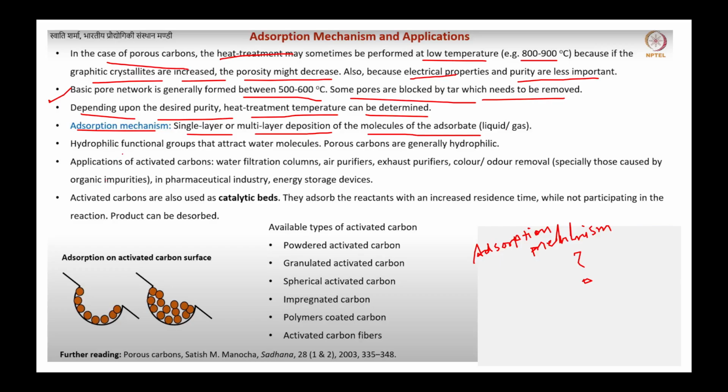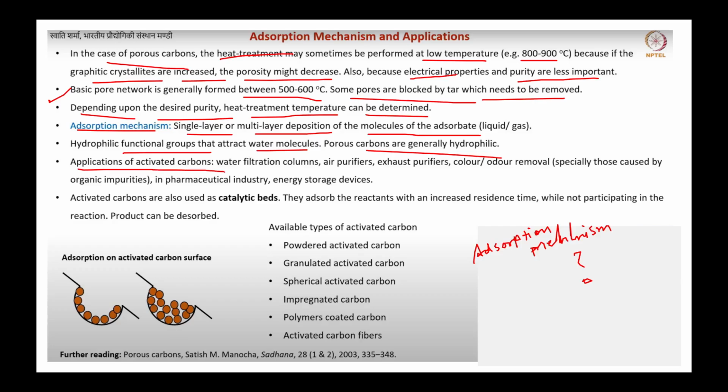So the hydrophilic functional groups attract water molecules. Hydrophilic means it will attract the water. Hydrophobic means it will repel the water molecules. So the porous carbons are generally hydrophilic, so they will attract the water molecules.